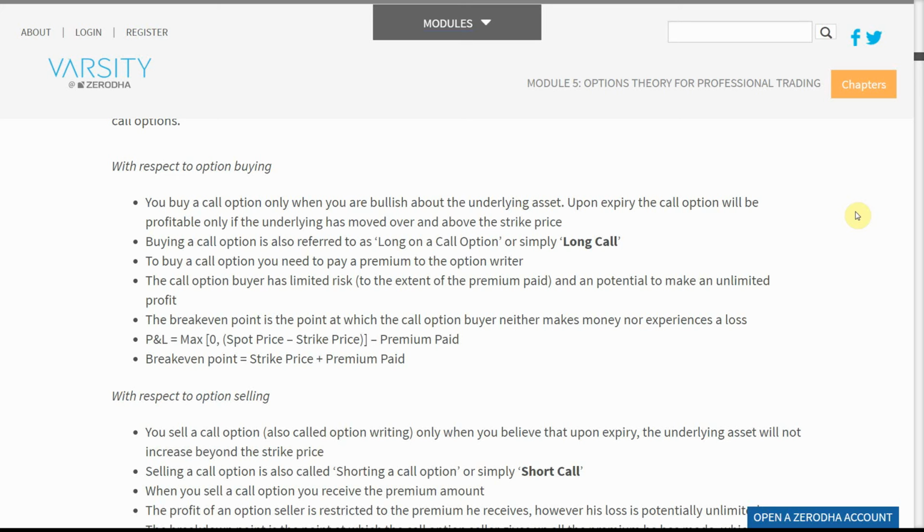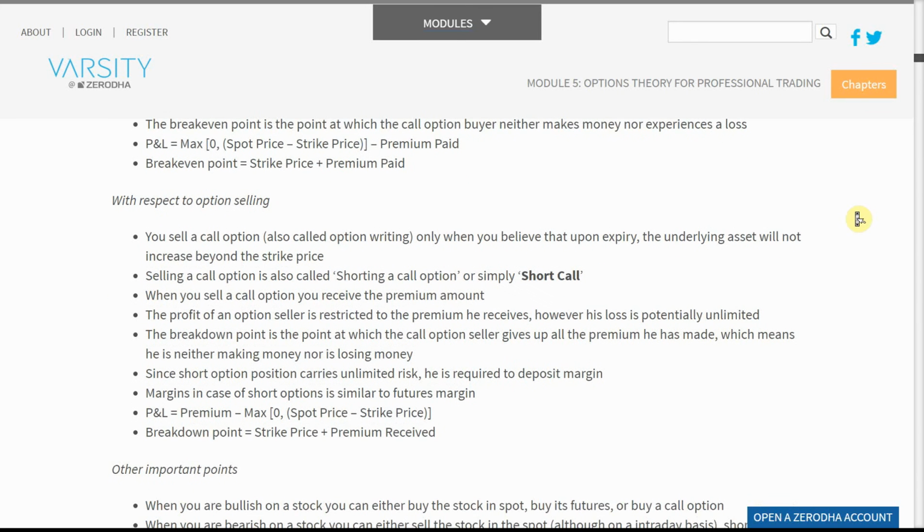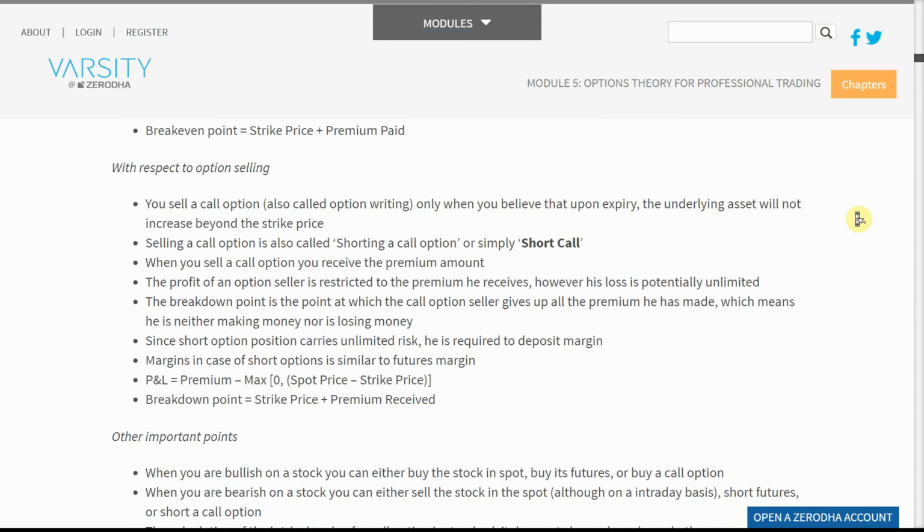With respect to option selling, you sell a call option, also called option writing, only when you believe that upon expiry, the underlying asset will not increase beyond the strike price. Selling a call option is also called shorting a call option, or simply short call. When you sell a call option, you receive the premium amount. The profit of an option seller is restricted to the premium he receives. However, his loss is potentially unlimited.